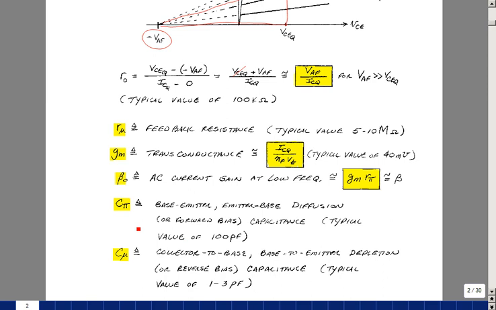The C pi and C mu, as you mentioned, were forward bias capacitance, sometimes called diffusion capacitance, as we had talked about in 302. And C mu is a depletion capacitance. It's a reverse bias type effect. Here's some typical values: around 100 picofarads for C pi, and maybe 1 to 3 picofarads for C mu.